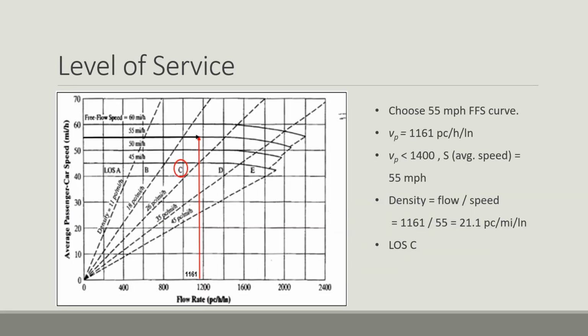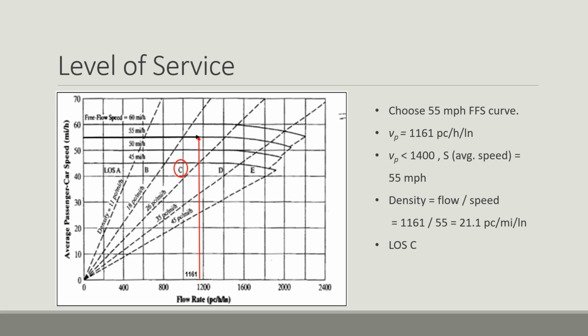After that, we used the speed flow curve for multi-lane highways. We used the 55 miles per hour free flow speed curve, and we drew a line from the flow value, which is 1161, until it intersects with the 55 miles per hour curve. As shown in the figure, the level of service is C, and because our flow is less than 1400, the average speed S will be 55 miles per hour, same as the free flow speed.